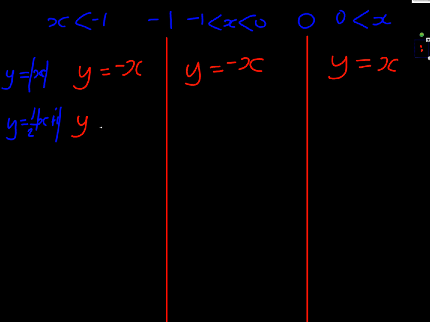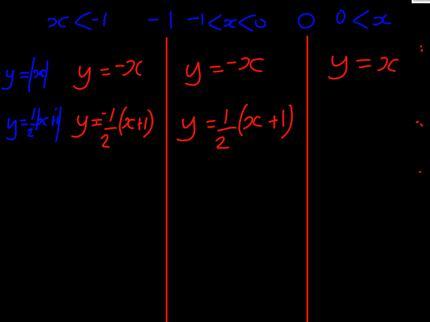When x is less than minus 1, this function is going to be linear: minus a half x plus 1. There we go. In this mid-range here, now we've gone greater than minus 1 with the other side of the V, so this function is going to be a half of x plus 1. Yep, note the sign change.